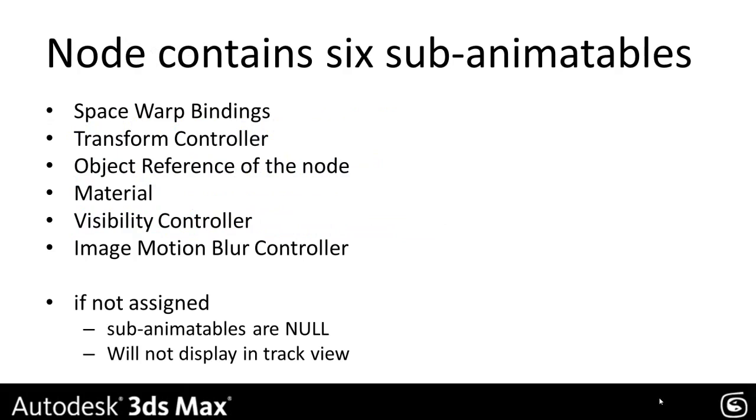So the node contains 6 sub-animatables. There's the space warp bindings, there's the transform controller, and that's a really important one. There's the object reference of the node, and that's a really important one. The material, the visibility controller, the image motion blur controller, and if any of these are not assigned, they will be set up as null, and they will not display in the track view if they're null.